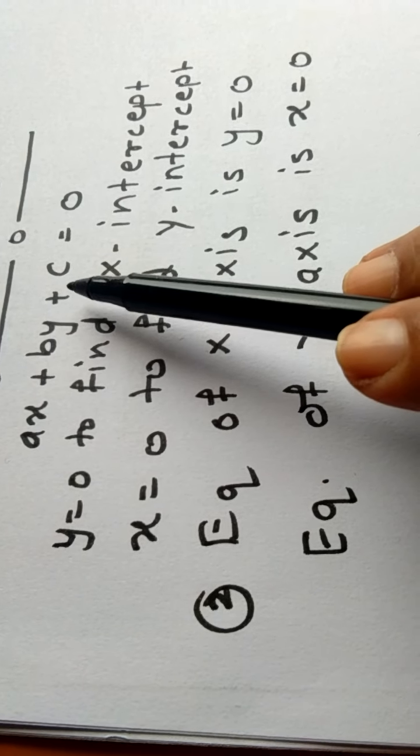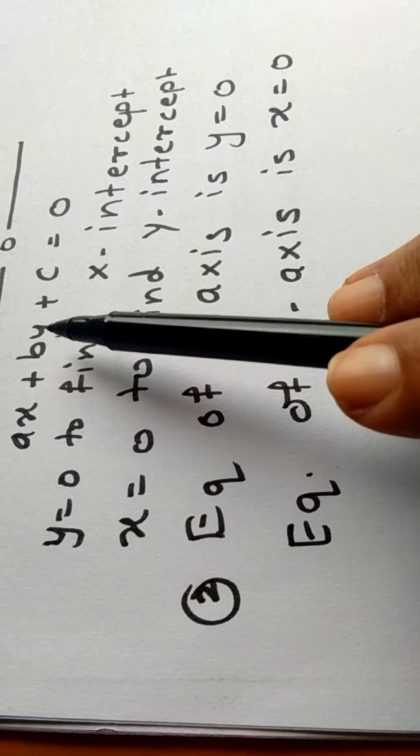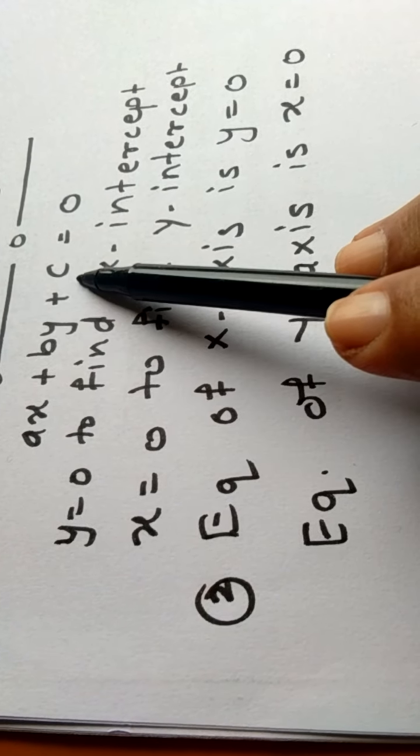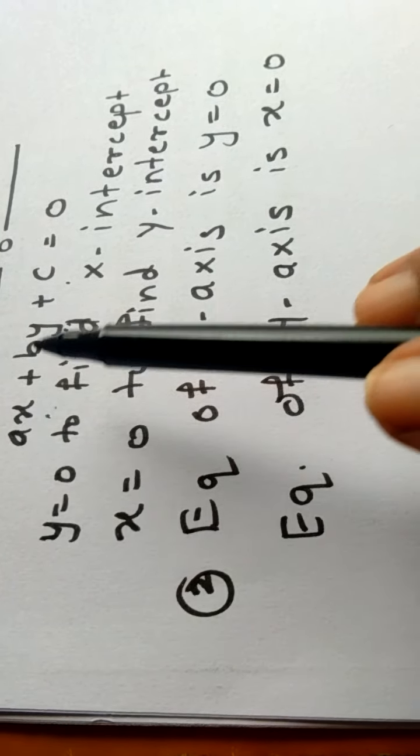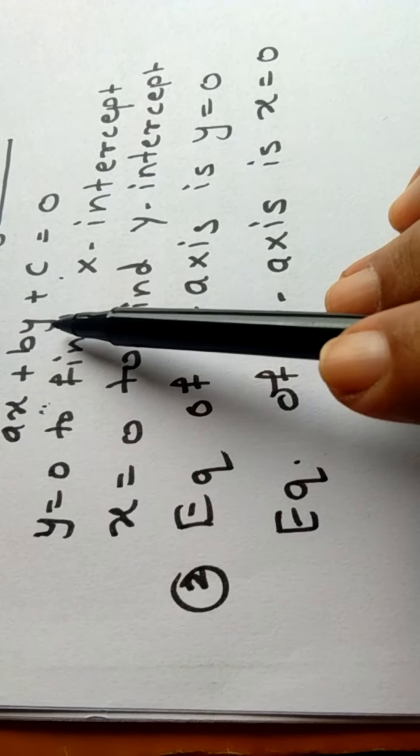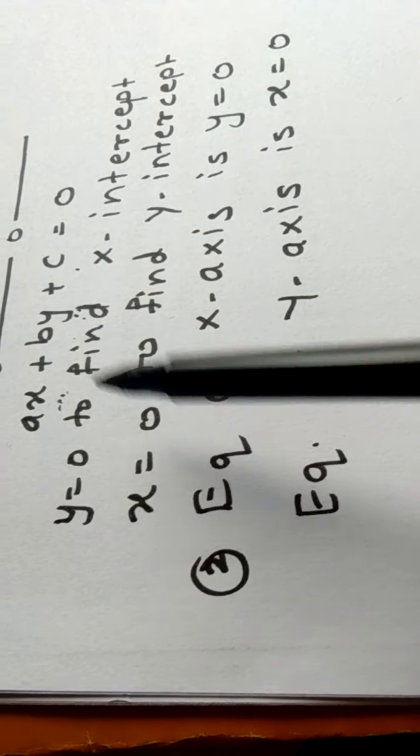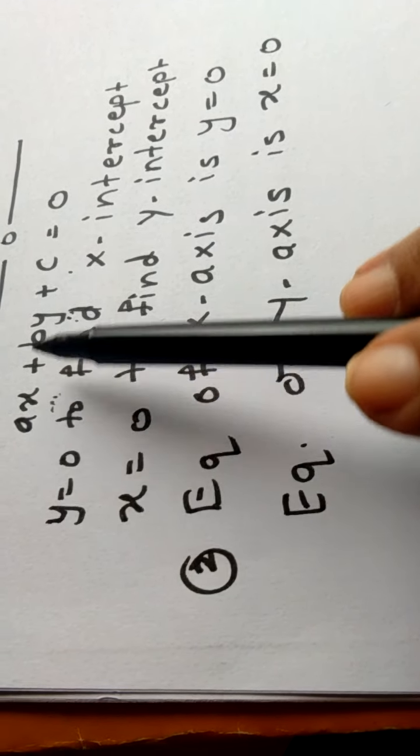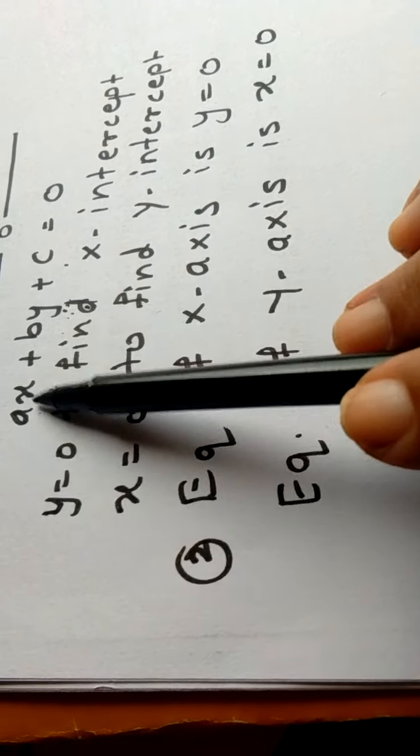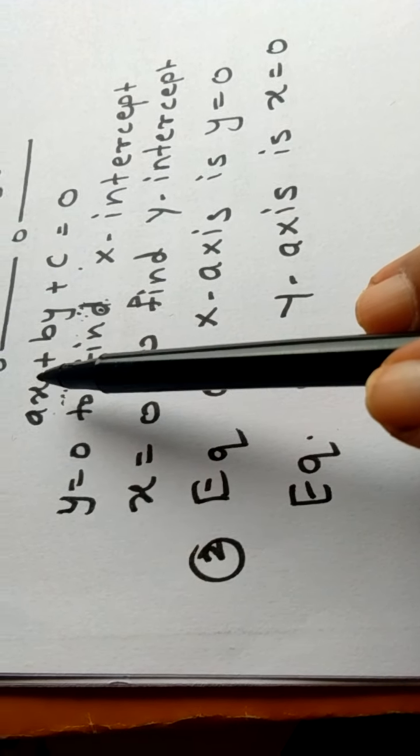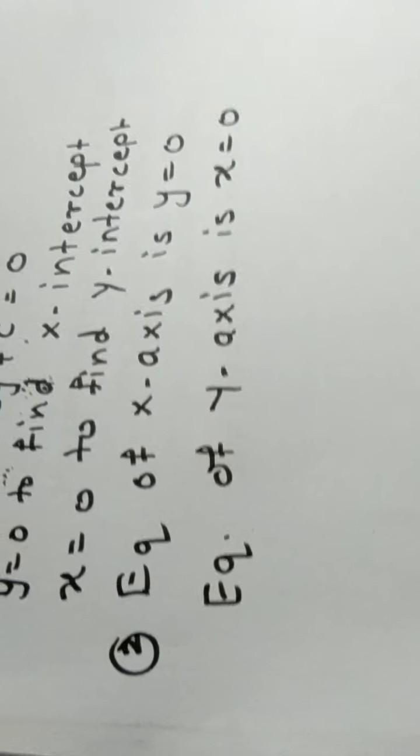Generally, if we draw the graph of this linear equation in two variables, then we get a straight line. The graph of this is a straight line. If c is not present, then it is a straight line passing through origin. If the values of x and y both are positive or both are negative, then the line passes through the first and third quadrant. If one of them, either x or y, is negative, then the line passes through the second and fourth quadrant. These basic things we know.